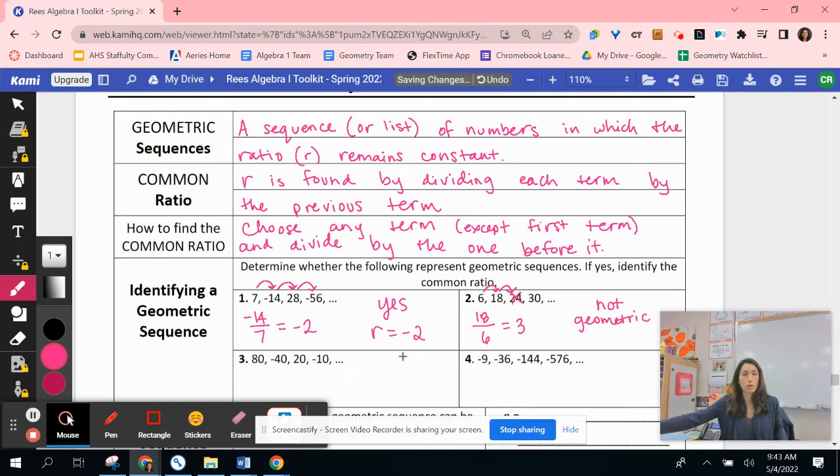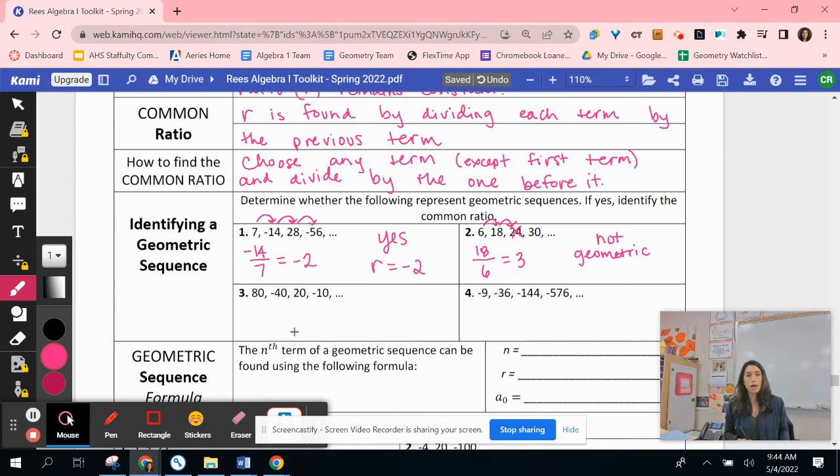Okay. We'll look at our third example. We can take negative 40 divided by the number in front of it, 80. Negative 40 divided by 80 is going to be negative 1/2. So we need to know that the numbers are being multiplied by negative a half each time we go from one term to the next. Half of 80, and it's negative, would be negative 40. Half of negative 40, change the sign because it's negative, would be 20. Half of 20 is 10. So yes, this is geometric, and the ratio is negative 1/2. You could put negative 0.5 also, that works.